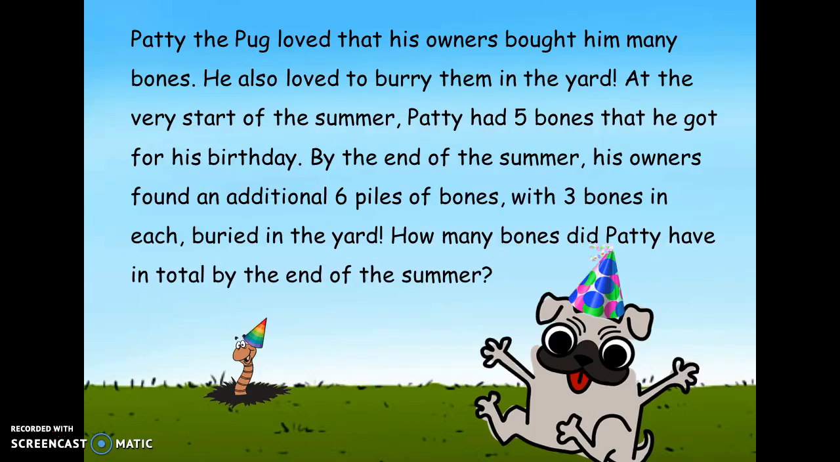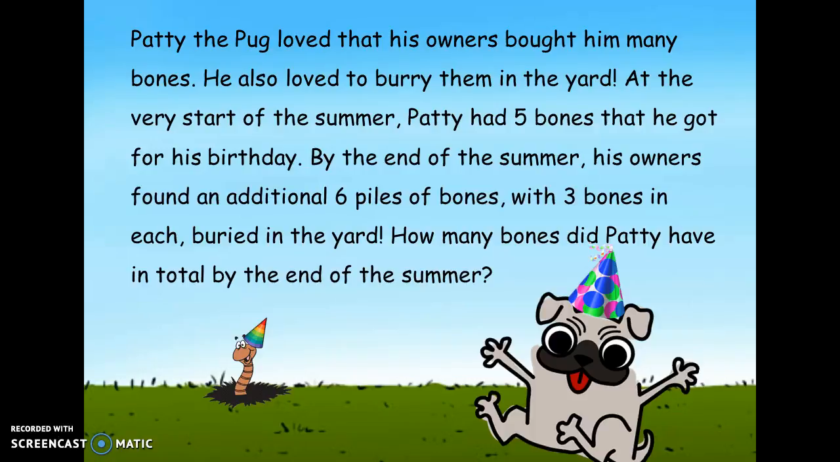Patty the Pug loved that his owners bought him many bones. He also loved to bury them in the yard. At the very start of the summer, Patty had 5 bones that he got for his birthday. By the end of the summer, his owners found an additional 6 piles of bones, with 3 bones in each, buried in the yard. How many bones did Patty have in total by the end of the summer?